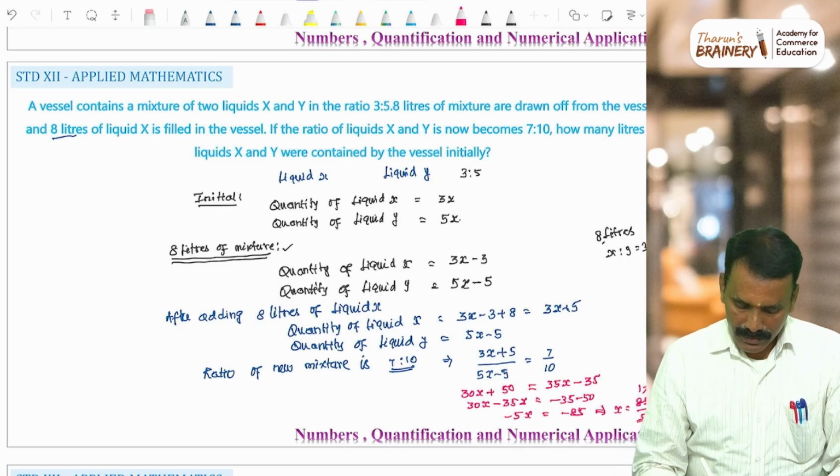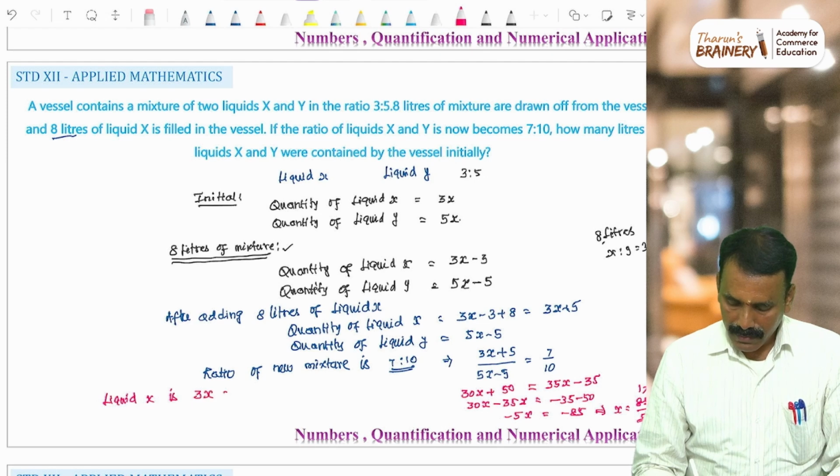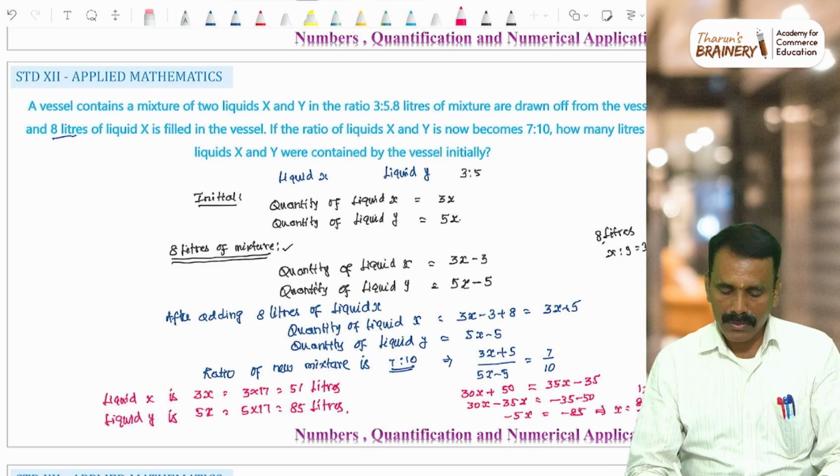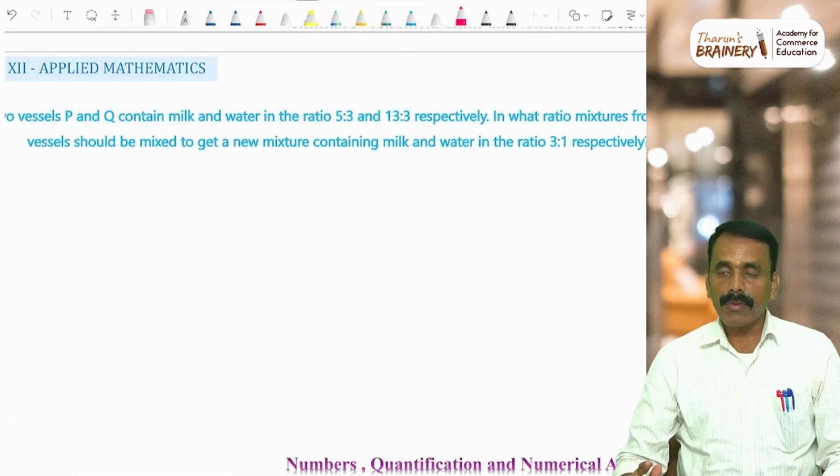Now the initial value of quantity of liquid X is going to be 3x, which is equal to 3 into 17, which is nothing but 51 liters. Liquid Y, 5x. So 5 into 17, which is nothing but 85 liters. So this is the answer for this question. Similar to this, we are going to have another problem.